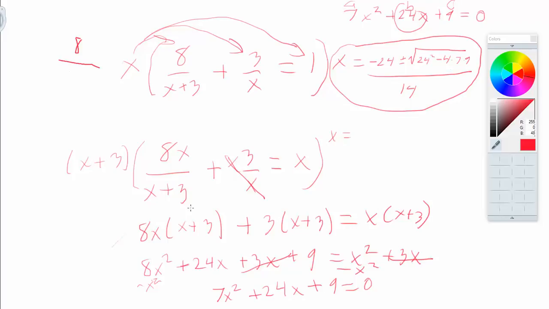But yeah, remember when you're trying to clear these on the bottom, multiply through by each one of the denominators, and that's how you clear the denominator.